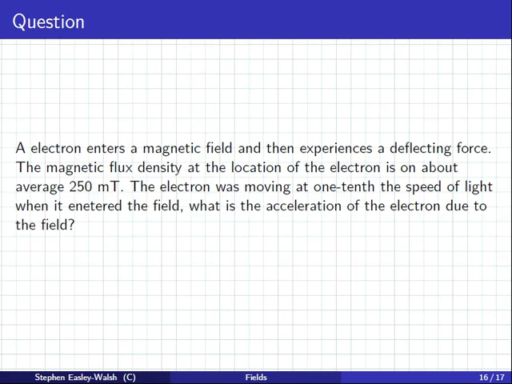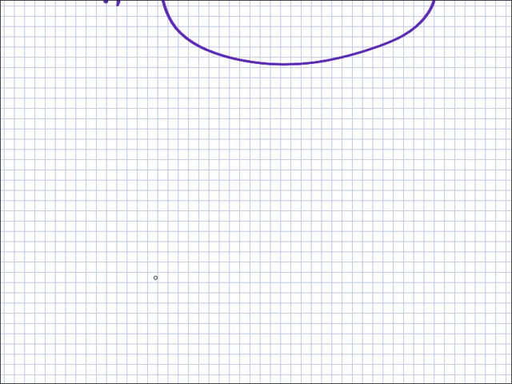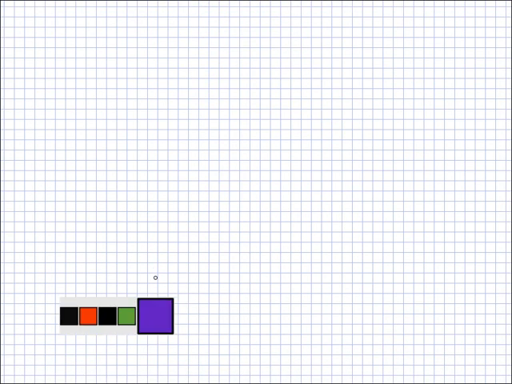Huh? What's wrong? 1/10 the speed of light. QE times B. No, actually, I want to change this a little bit. So I'll draw it for you to make it a little easier.